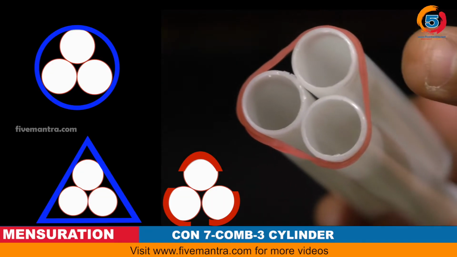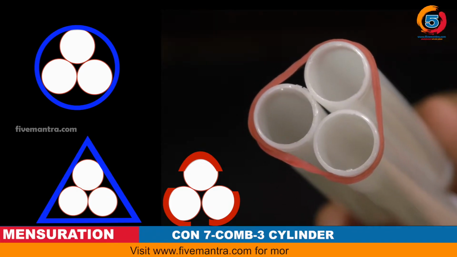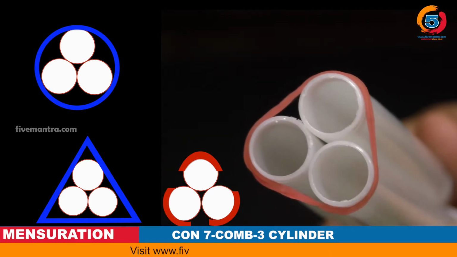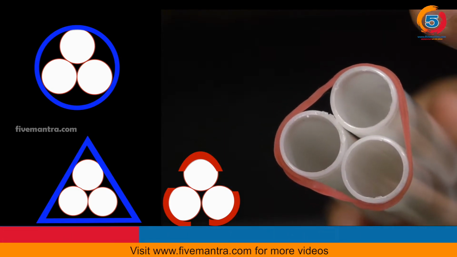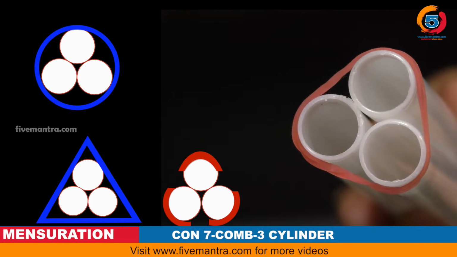Okay, just see, it's not a circle now. This is straightened and this is curvilinear, and this is again straightened and this is again curvilinear. So it's neither circle nor triangle. Is it clear for you or not? Nice. Let us go on to the problem.